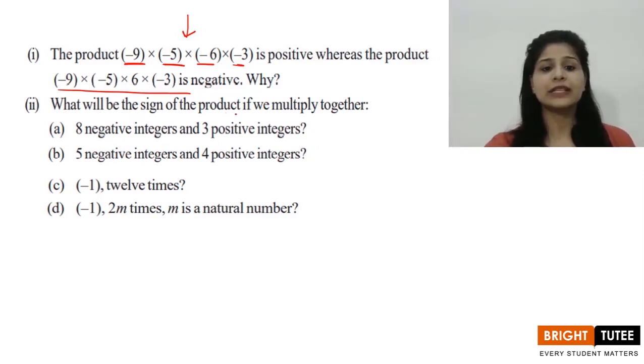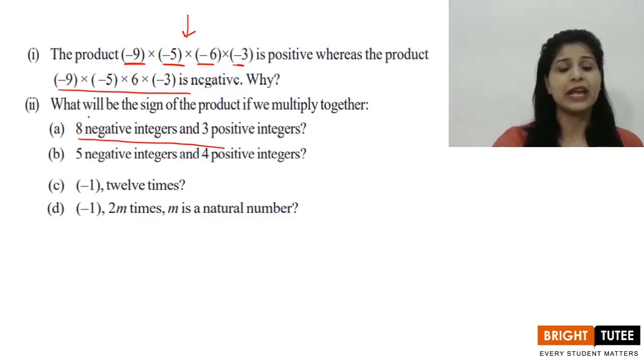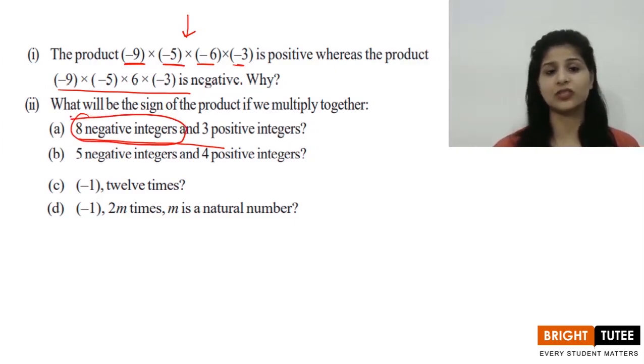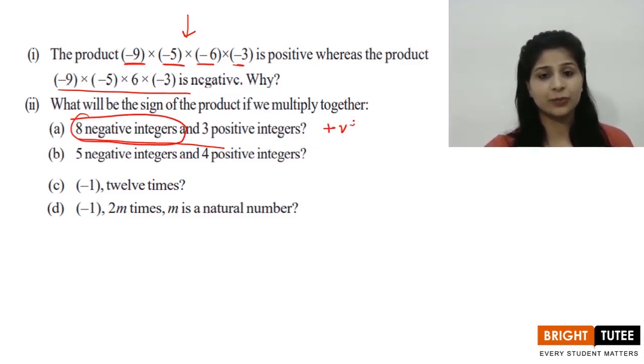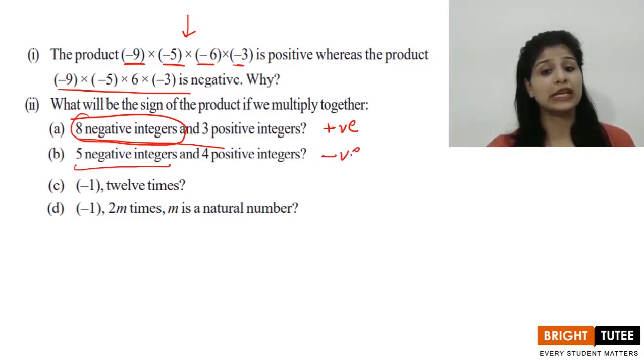What will be the sign of the product if we multiply together 8 negative integers and 3 positive integers? Okay, positive, leave them. 8 negative. That means there is an even number of negative integers, so we are going to get a positive answer. It will be positive. 5 negative. So when we hear 5 negative, that means an odd number of negative integers. So it is going to be a negative product.